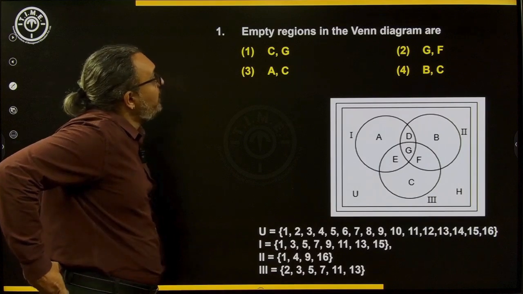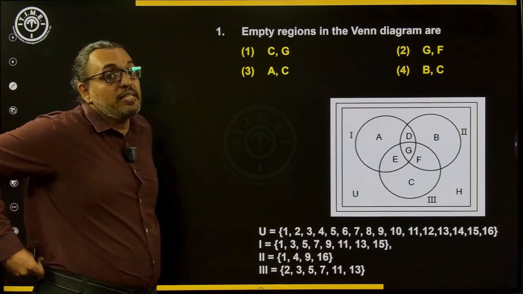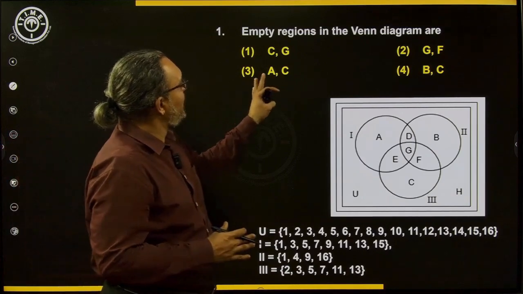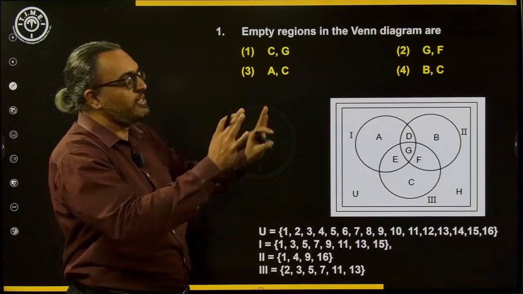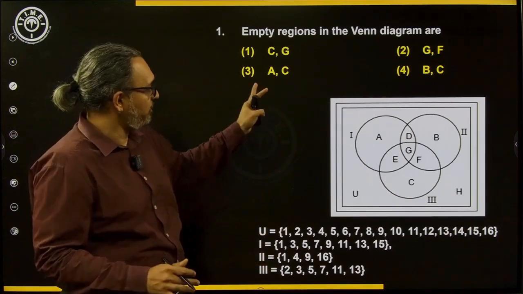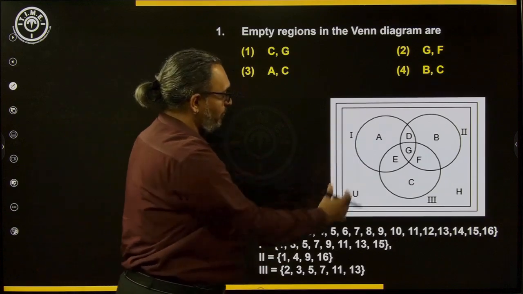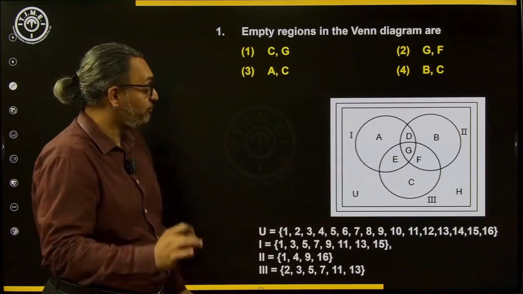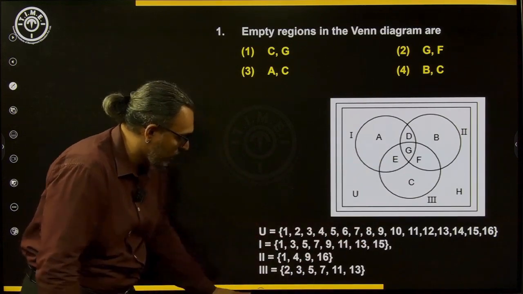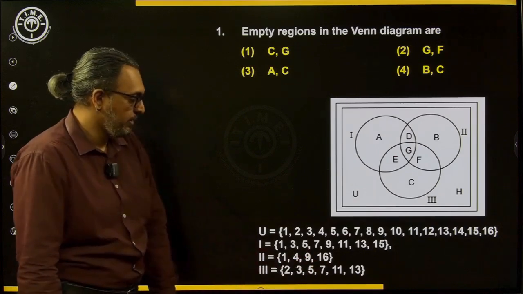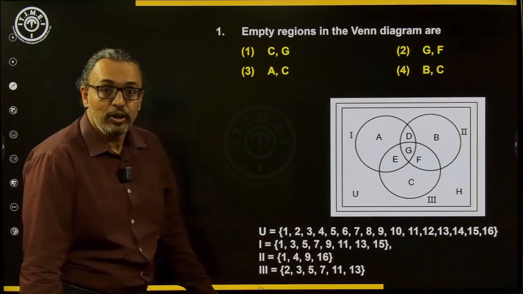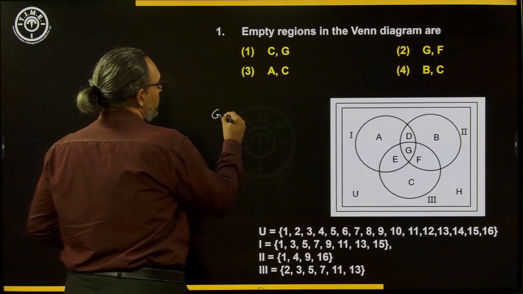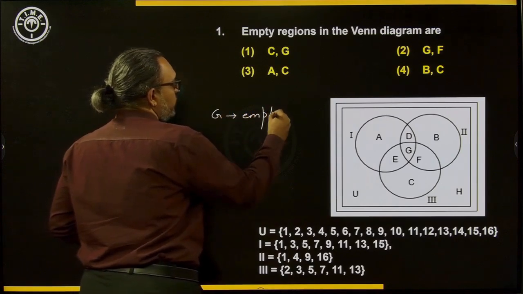Now, the empty regions in the Venn diagram are, so which are the empty regions we have to identify? Let's go according to the options. We have A, B, C, F and G. When I look at G, it is common to 1, 2 and 3. Is there any number that is common in 1, 2 and 3? No. So G is empty. No numbers in that.